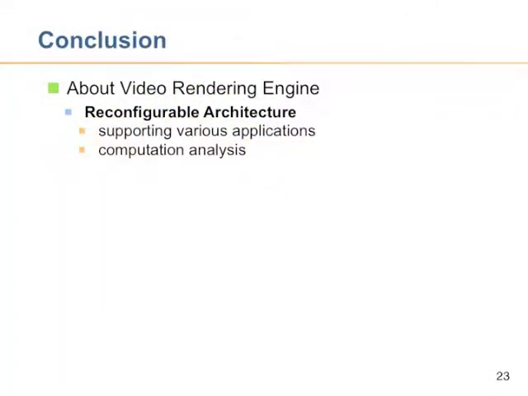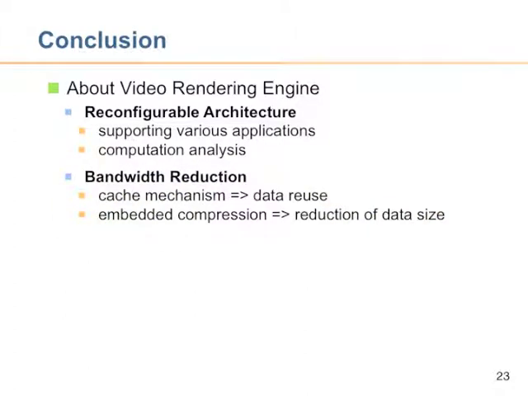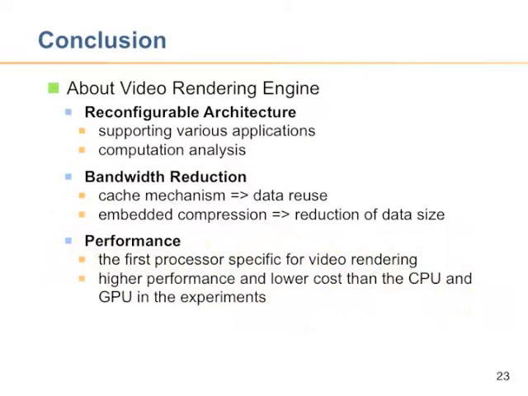In conclusion, we employ the reconfigurable architecture to perform various rendering schemes. We insert cache mechanism to reduce the number of data access and use data compression to decrease the size of data transmission. And, to the best of our knowledge, this is the first processor specific for image-based rendering, which provides higher performance but uses less cost than CPUs and GPUs.